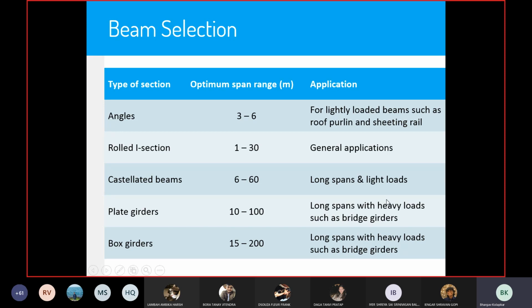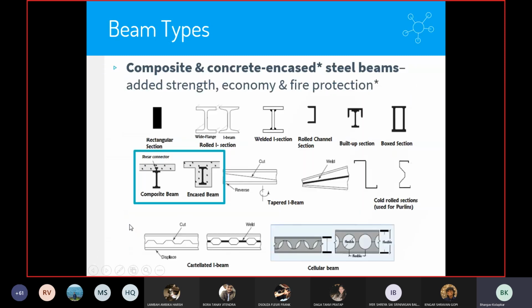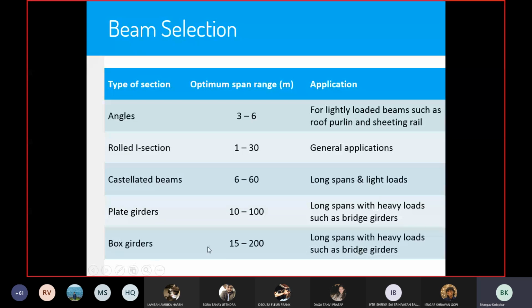If the spans are long and heavy as well, such as bridge girders, you can use plate girders. That is the I section formed by welding plates together. The span ranges from 10 to 100 meters. Again, for long spans with heavy loads, you can also use box girders. Box girders are heavier than plate girders because box girders have two webs. Let's consider that this is a box section. The box section has two webs and two flanges. A plate girder has only one web and two flanges. So a box girder might take heavier loads as compared to a plate girder.